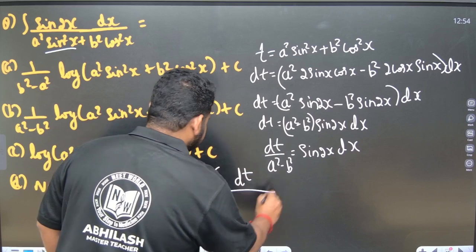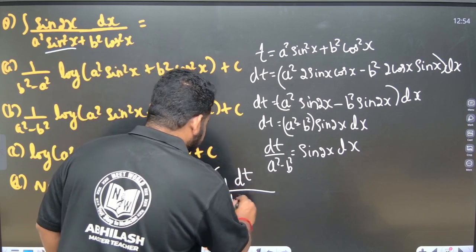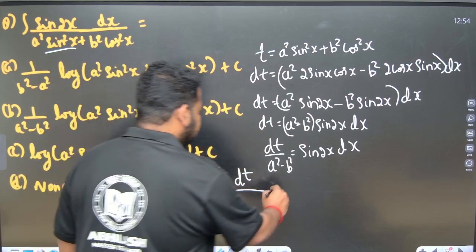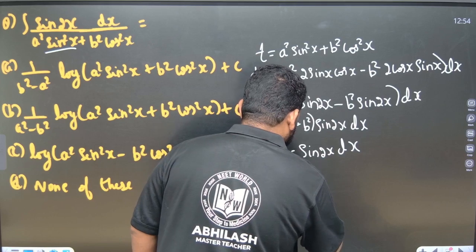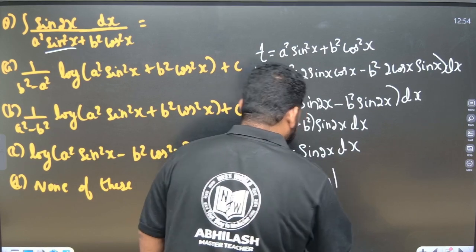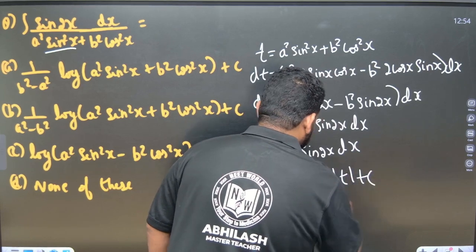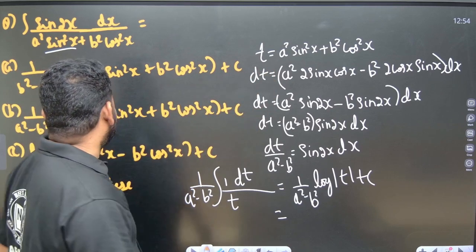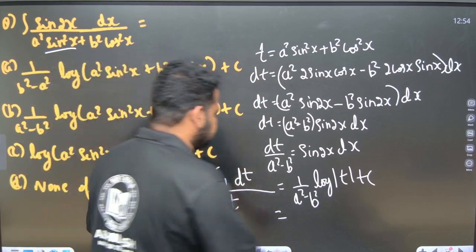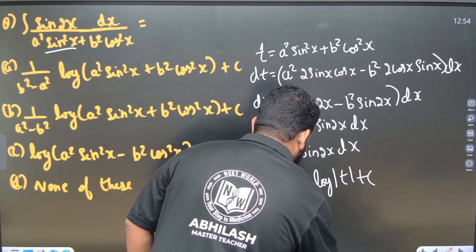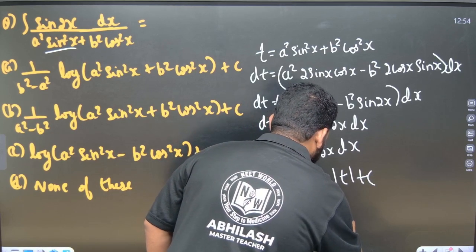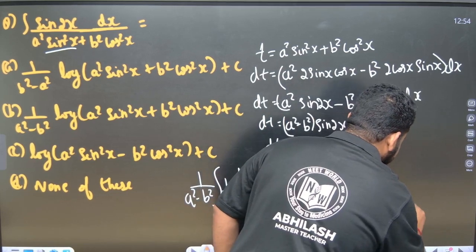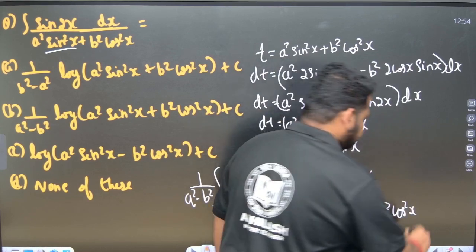So I will get integral of 1 by a square minus b square into dt. Whatever is in the denominator, I took it as t. So integral of 1 by t dt, with the constant 1 by a square minus b square, gives me 1 by a square minus b square into log of mod t plus c. t is nothing but a square sin square x plus b square cos square x, that is what we took. So 1 by a square minus b square into log of a square sin square x plus b square cos square x. Whatever you took in the denominator, just write it, plus c.